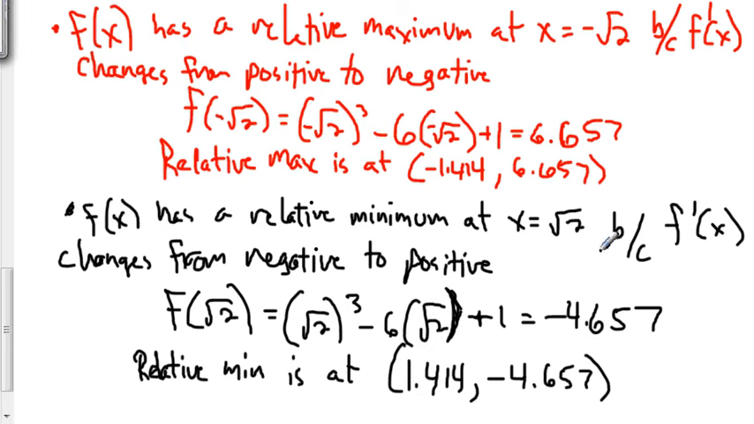And lastly, we find the function f of x has a relative minimum at x equals square root of 2 because the derivative of the original function changes from negative to positive. Substitute into the original function, we get negative 4.657. So the relative min is actually at 1.414, which is square root of 2 in decimal form, and the y value is negative 4.657. Again, this is helpful because it's starting to give us a lot of information about the original function without using a calculator to just graph it and find those points.